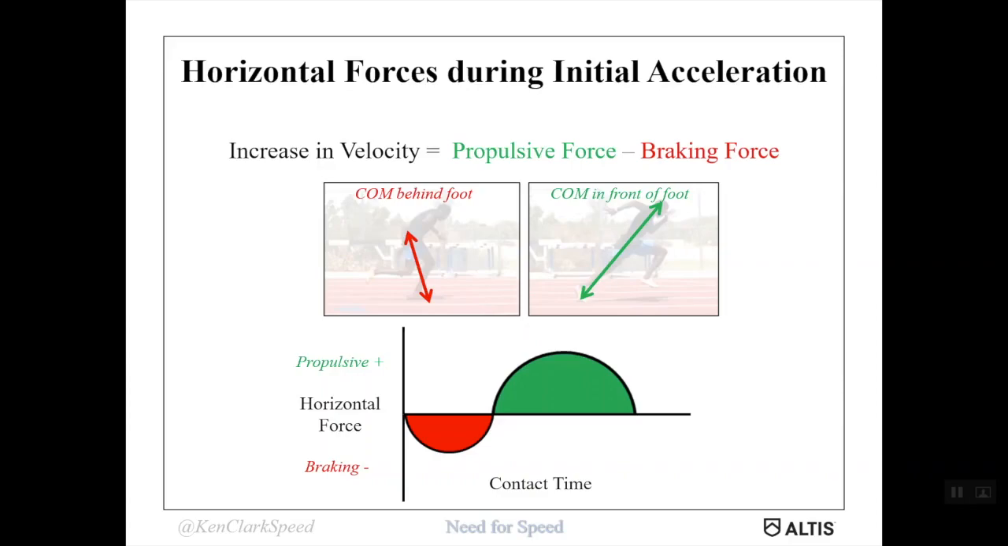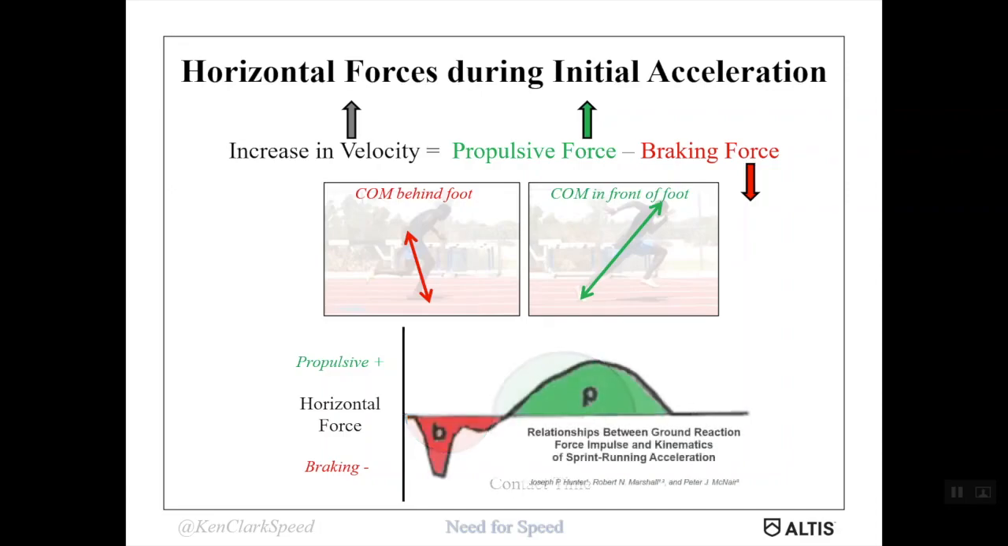Increases in velocity throughout the step in acceleration really come down to a balance between the propulsive forces and the braking forces. To have a greater increase in velocity during acceleration, we need increased propulsive forces and decreased braking forces. And just to be clear on the precise terminology, what we're really talking about is impulse, the area under the force-time curve. The goal is to increase propulsive impulses and decrease braking impulses. This is obviously just a schematic of the ground reaction forces, as a real graph looks something more like this from Hunter et al.